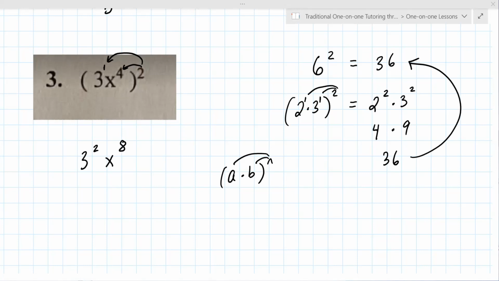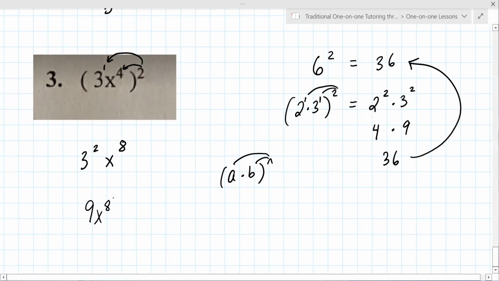It makes sense. Okay, now this is not done. It's close. You can simplify the 3 to the power of 2. What does that become? 9. 9. So this is 9x to the 8th.